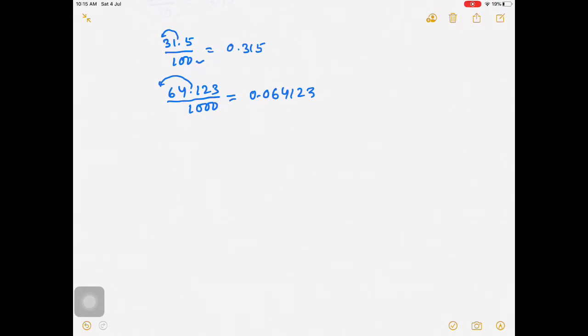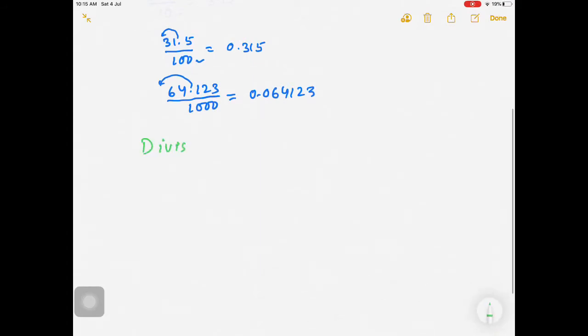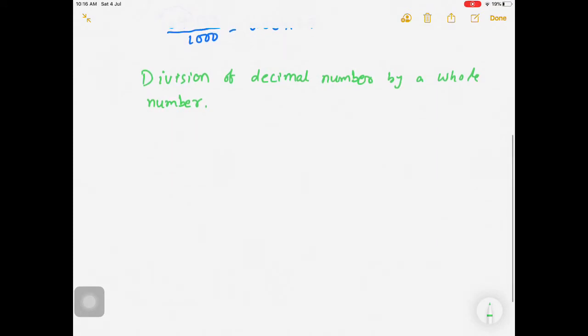Now we shall try to divide a decimal by a whole number. Division of a decimal number by a whole number. Let us take one example. Suppose we want to divide 2.5 by 5.